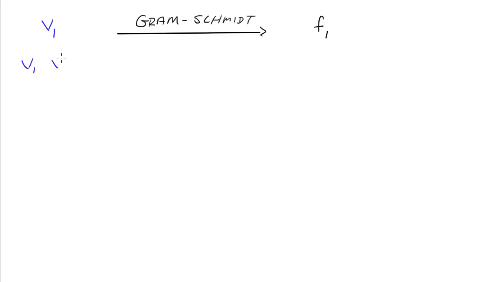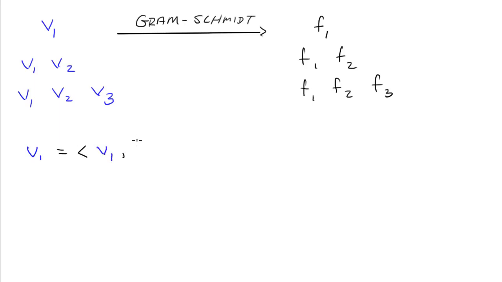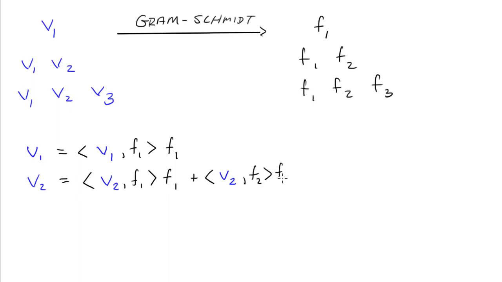If I have two vectors, I subtract projections and get an orthonormal basis F1 and F2, and then the hard one, three vectors, subtract off projections, orthonormal basis 1 through 3. And the scalars were the inner product against the input vector, which gives a nice clean decomposition.